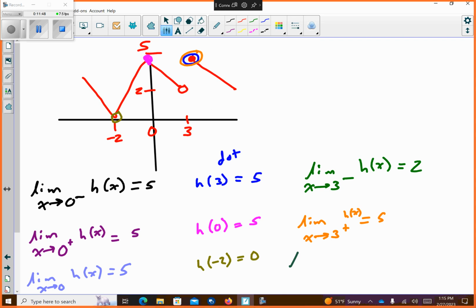And so the limit as x approaches 3, this means coming from both sides. It better get to the same one. So as I come to 3, did my fingers get to the same spot? Does not exist.